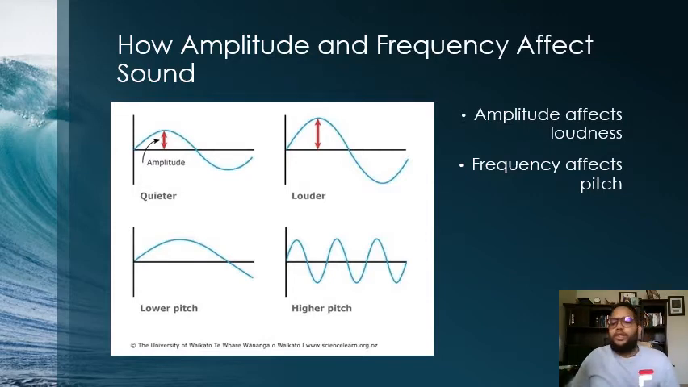Now, that has nothing to do with pitch. You can have a loud high-pitched sound, or you can have a loud low-pitched sound. You can have a quiet high-pitched sound or a quiet low-pitched sound. Amplitude only affects how loud it is. Now, what affects pitch is frequency. If you increase the frequency of the sound, you get a higher pitch. If you decrease the frequency of a sound, you get a lower pitch.